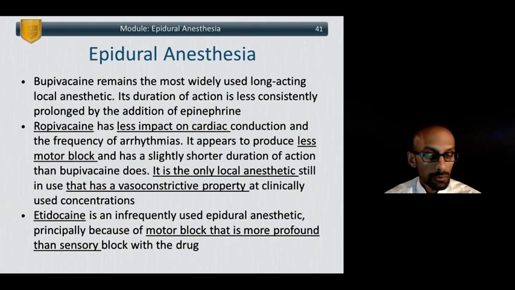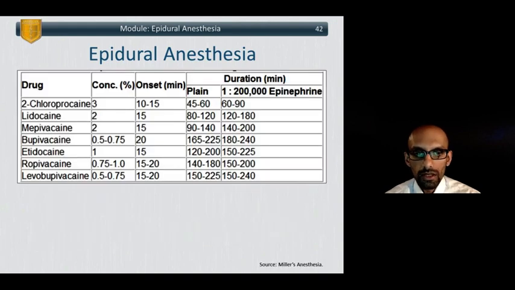That said, it's less potent and requires more drug, and that's significant because if you're using a drug like ropivacaine that's higher cost, it adds cost to your management of the patient. Not going to say much about etidocaine since it's not really clinically used anymore. And this table gives you the available local anesthetics and their concentrations, the onset time for epidural anesthesia with plain and epinephrine-containing solutions, and their durations of action respectively.